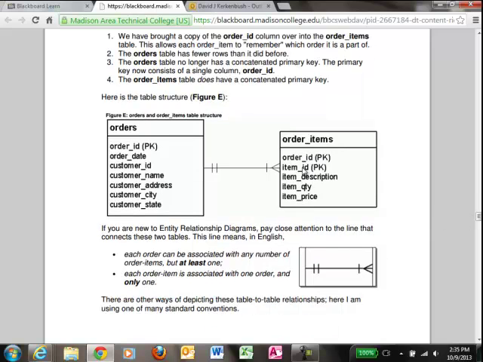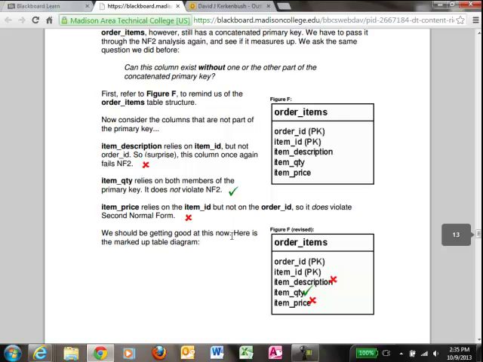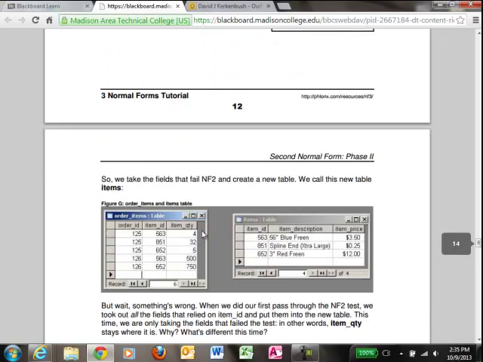But now this table has a concatenated primary key, so we have to apply this rule again. Are any of these fields dependent on just a part of this primary key? We already know that because we did it before. Item description is only dependent on item ID. Quantity is dependent on both, because this is the quantity of this item on a particular order. And the item price is really just dependent on the item ID. That's what's shown here. We went through those rules of the second normal form again. Two fields failed it, so we again have to break this out into another table.